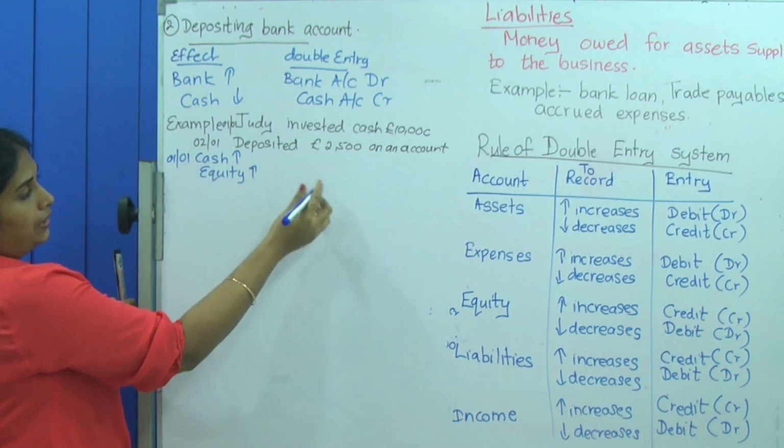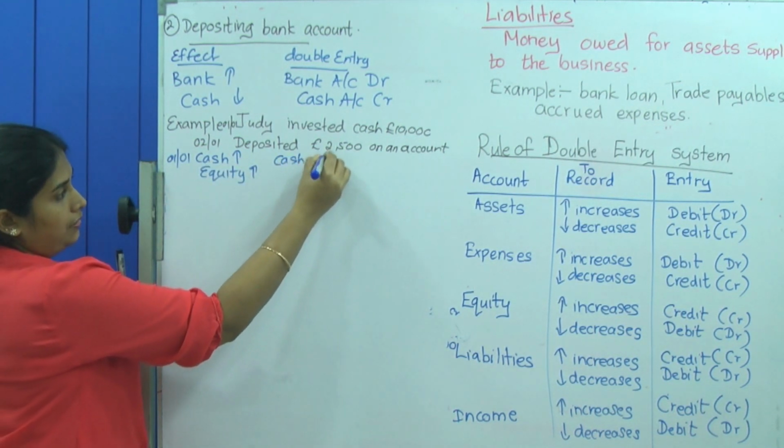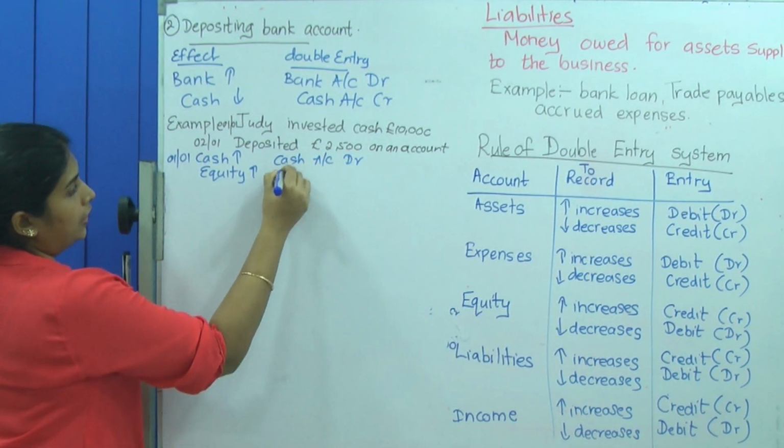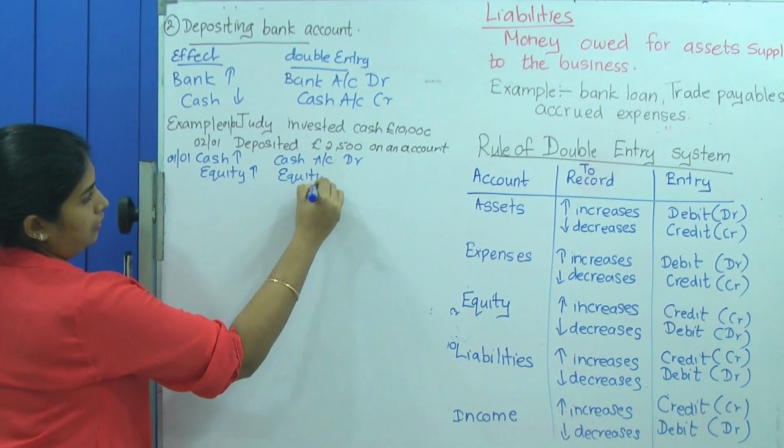Then the cash, when it increases, cash account is debit. When equity increases, it's equity account credit.